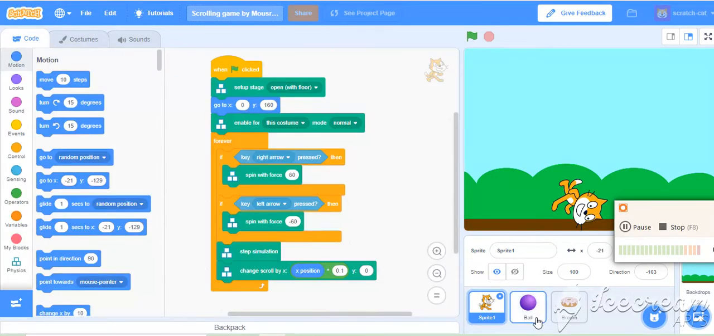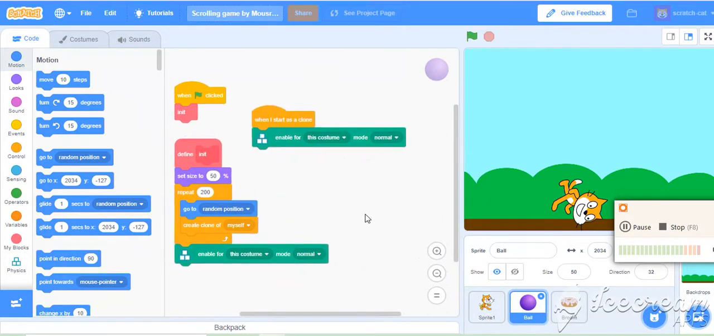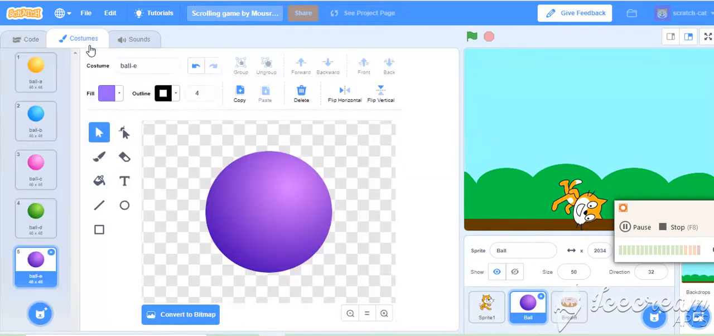Now the second sprite is the ball. This is the code of the sprite ball. We need physics and blocks to make the whole game. This is the costume of the ball sprite.